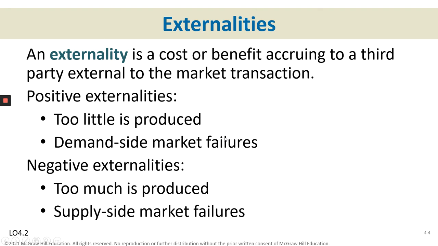So an externality is a cost or benefit accruing to a third party external to the market transaction, or in other words, it is a spillover to third parties, someone other than the buyer or seller. That can be positive or negative. Positive externalities exist when too little is produced. They're demand-side market failures. Negative externalities arise when too much is produced, or in other words, the suppliers do not bear the full cost of production.